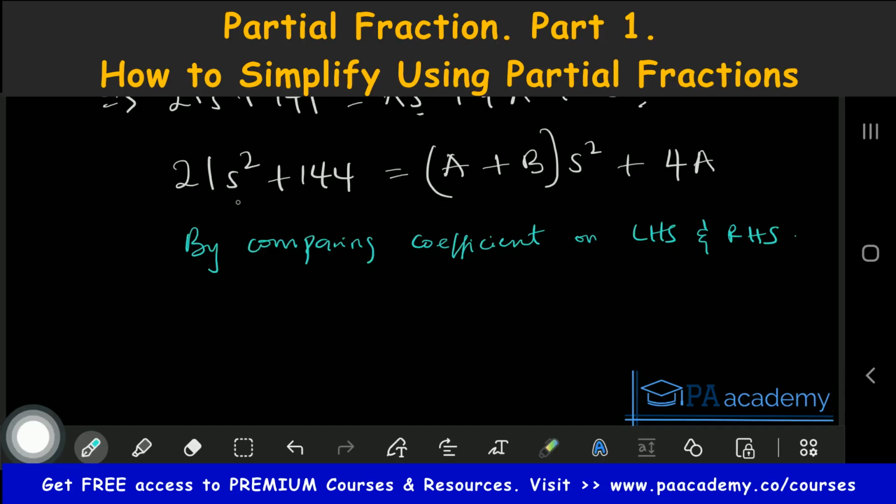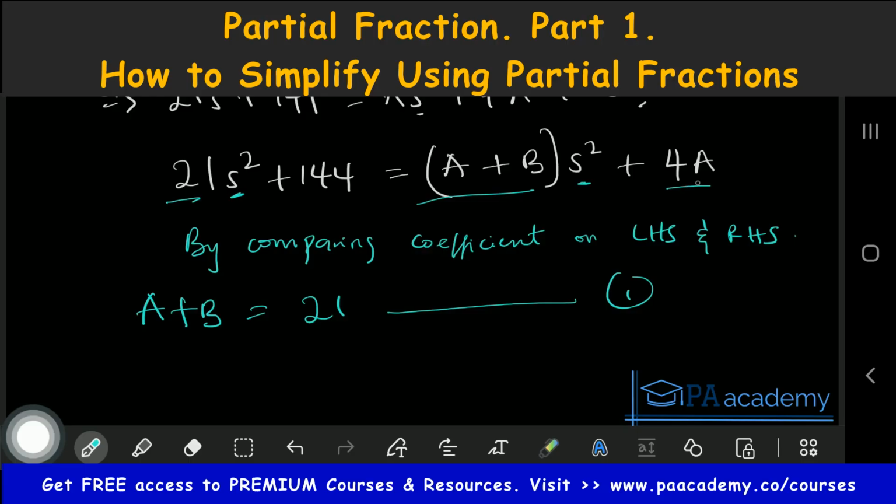All right, so you see that on the left hand side we have s squared here, we have s squared here, so we can equate this to this. So we are going to be having a plus b is equals to 21. So let's call that our equation 1. Also, we can equate this. This is 4a. We equate it to 144. All right. So with that, we have 4a equals to 144, which is our equation 2.